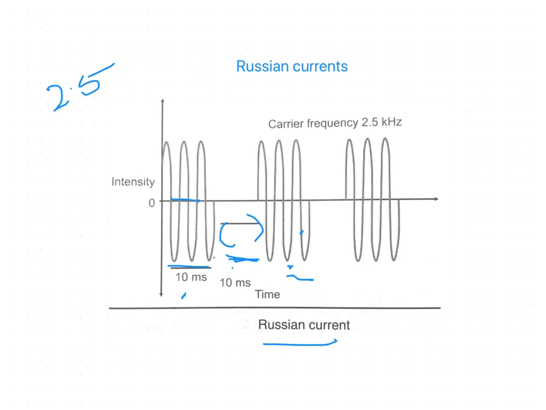Because they are higher frequency waves, they produce more radiation, which means they are used for the production of heat. So this is all about the therapeutic currents.